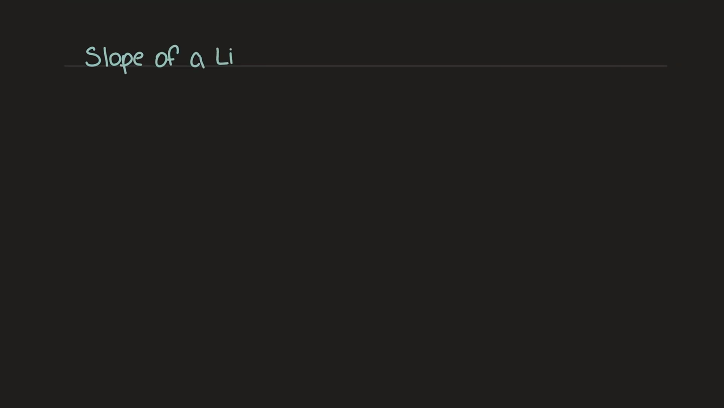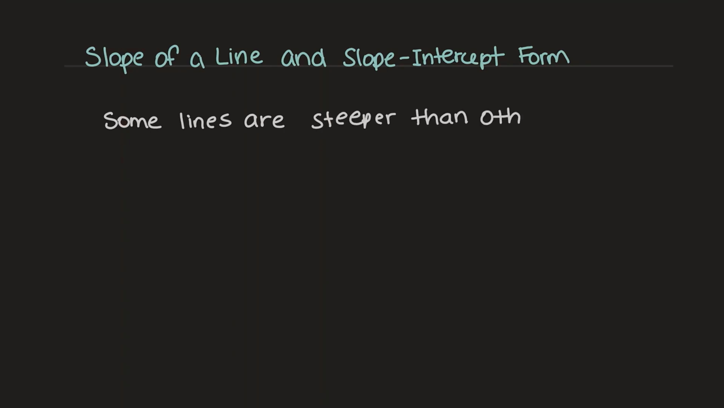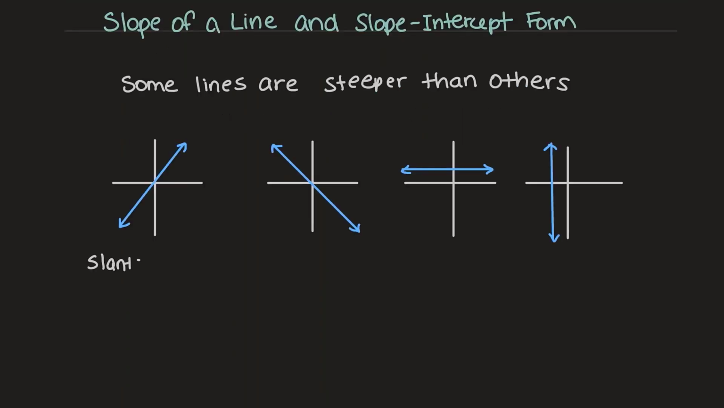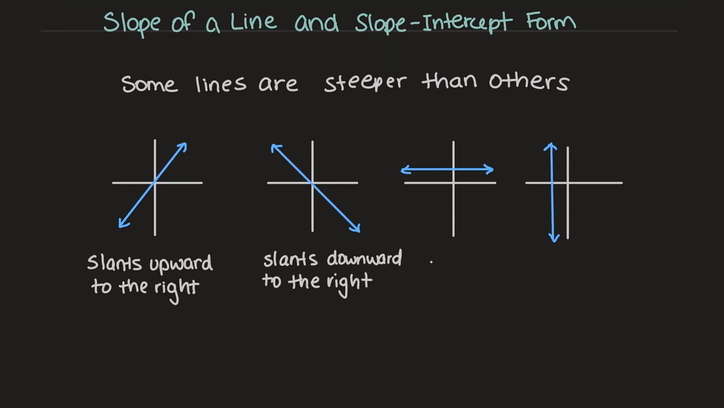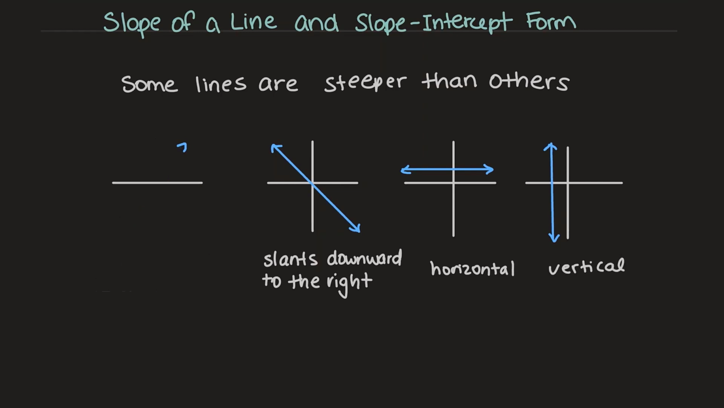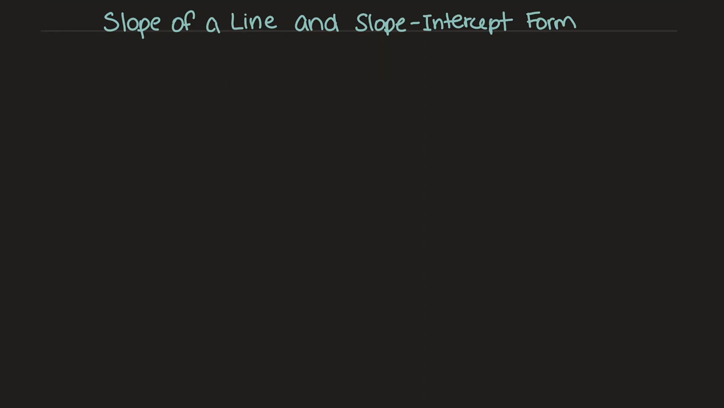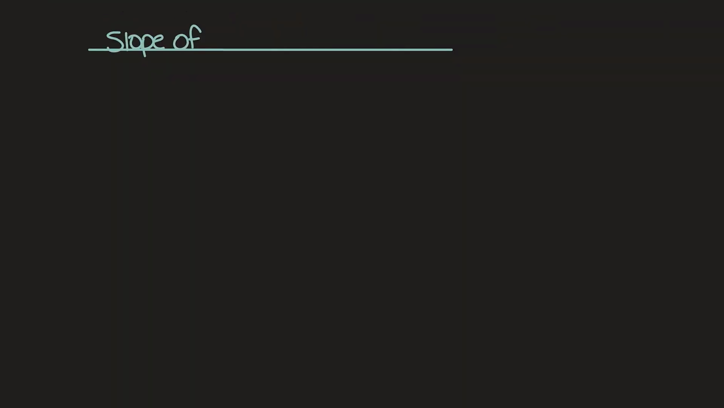Hey guys, in this video we will be going over slopes of a line and slope-intercept form. If you haven't noticed, some lines are steeper than others. Some lines slant upwards to the right, some slant downwards to the right, and some are horizontal lines and vertical lines. We can put a measure to the steepness of these graphs, and this measure is called the slope.